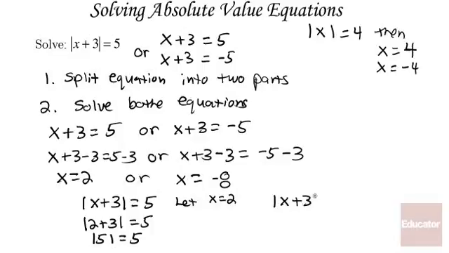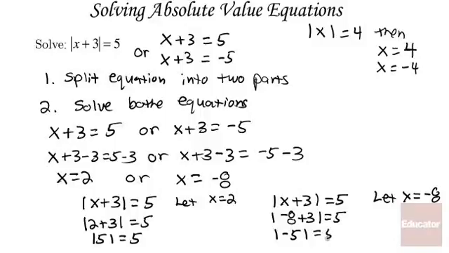Okay, let's check out our other solution for x. Again, plugging it into my original equation, the absolute value of x plus 3 equals 5. This time, let's let x equal negative 8. So negative 8 plus 3 is negative 5. The absolute value of negative 5 is 5. So this is also true. So both answers fit with this equation.